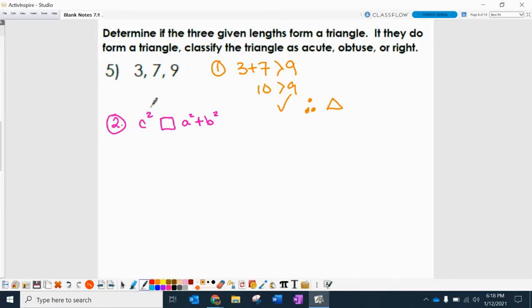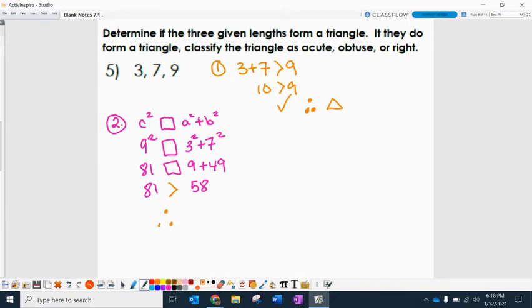Remember, c squared is always going to represent the largest side. So how does 9 squared compare to the sum of the two shortest sides? So that's going to be 3 squared plus 7 squared. How does that compare? I don't know. Let's check. 9 squared is 81. 3 squared is 9. 7 squared is 49. 9 plus 49 is 58. How does 81 compare to 58? 81 is greater than 58.